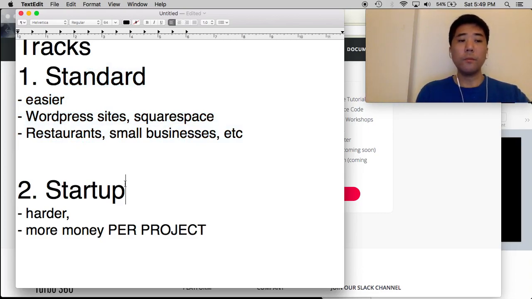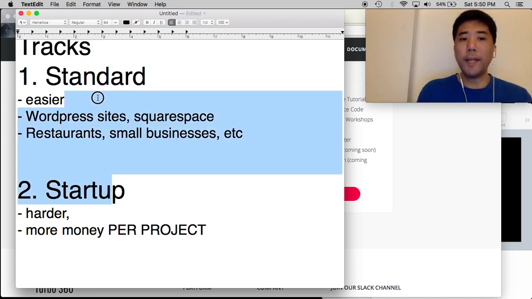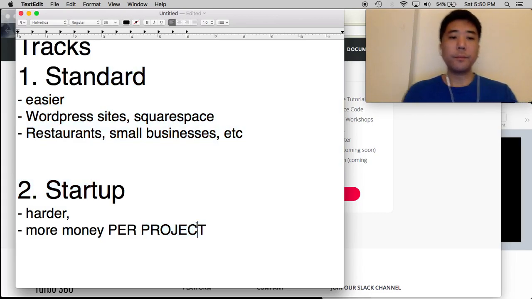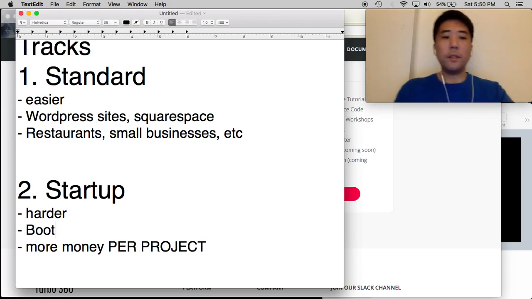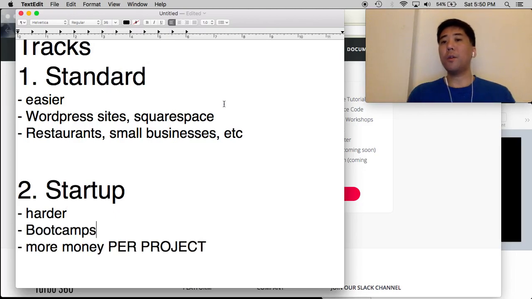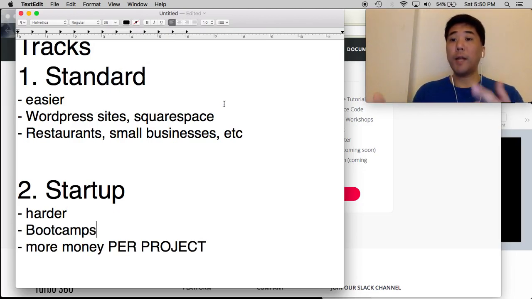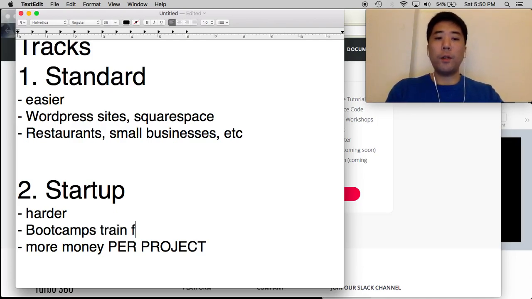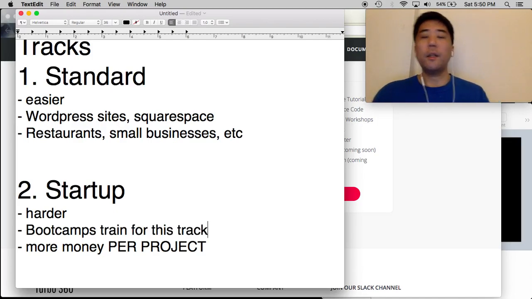Now, oftentimes what happens with beginners, and I see this a lot, is they conflate the two tracks. So here's what I mean. The startup track is clearly what the boot camps train for, right? They all train for Node, Express, Ruby on Rails, React, jQuery. Well, jQuery is in both, but MongoDB, stuff like that. And boot camps train for this track.